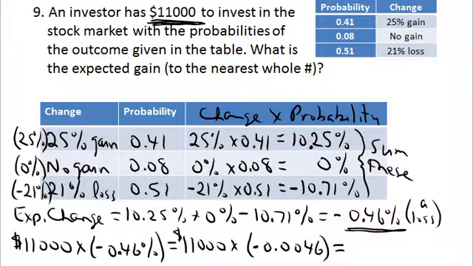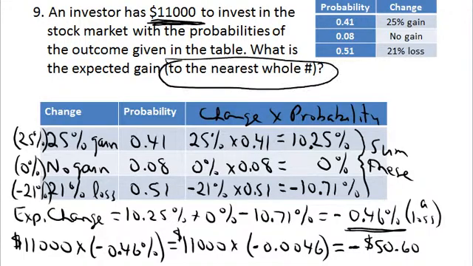And if you multiply that out and round it off to the nearest cent, it comes out to be negative 50.60. But it actually said to round it to the nearest whole number, not the nearest cent. So to the nearest whole number, that would be $51. Let me just write it over here. They ask you to do it to the nearest whole number, not to the nearest cent.